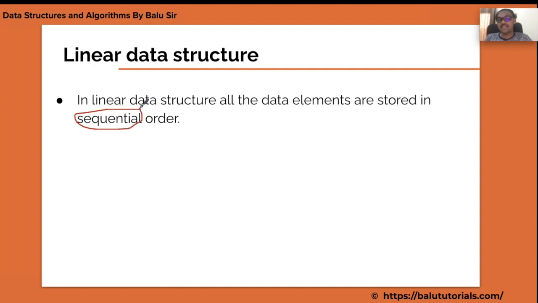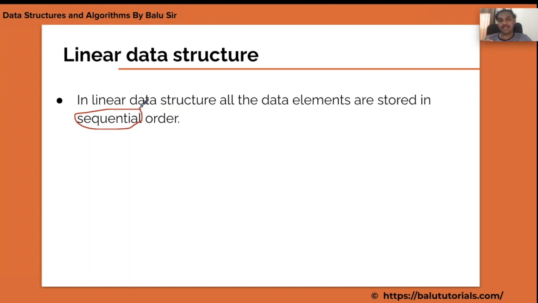In a linear data structure, all the data elements are stored in sequential order. Sequential order is entirely different from sequential memory. Sequential memory means a continuous block of memory has to be generated. Except for the array, in any other kind of linear data structure, a sequential memory block will not be generated. So trust this particular point.